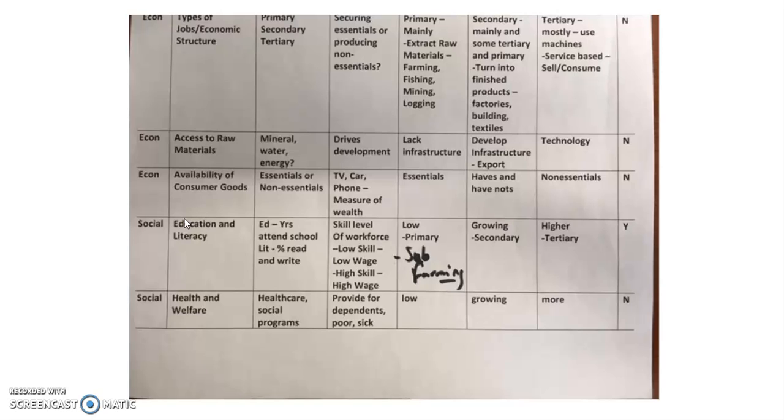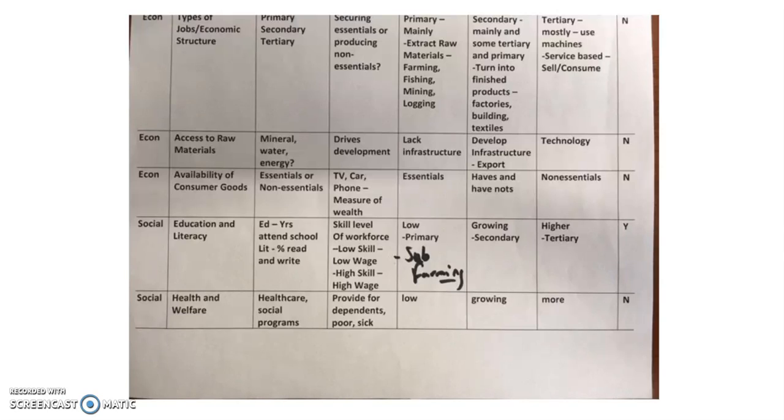Next is availability of consumer goods. Are people focusing on essentials, or can they afford non-essentials? Non-essentials would be like a TV, car, or phone, and not just having one TV, but multiple TVs. Not just one car, but multiple cars, and what type of car, how nice is it? Same thing with the phone. This is a measure of a society's wealth.